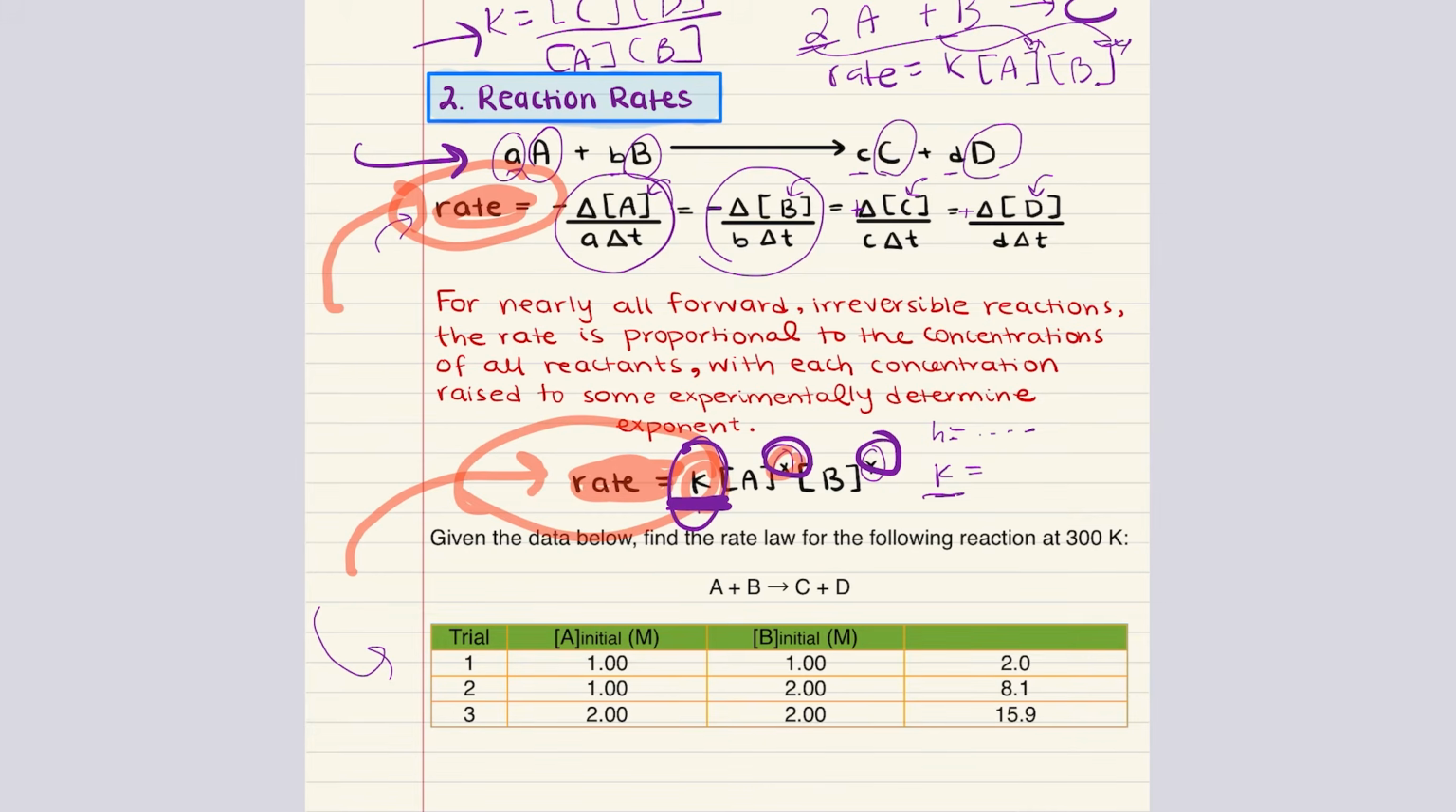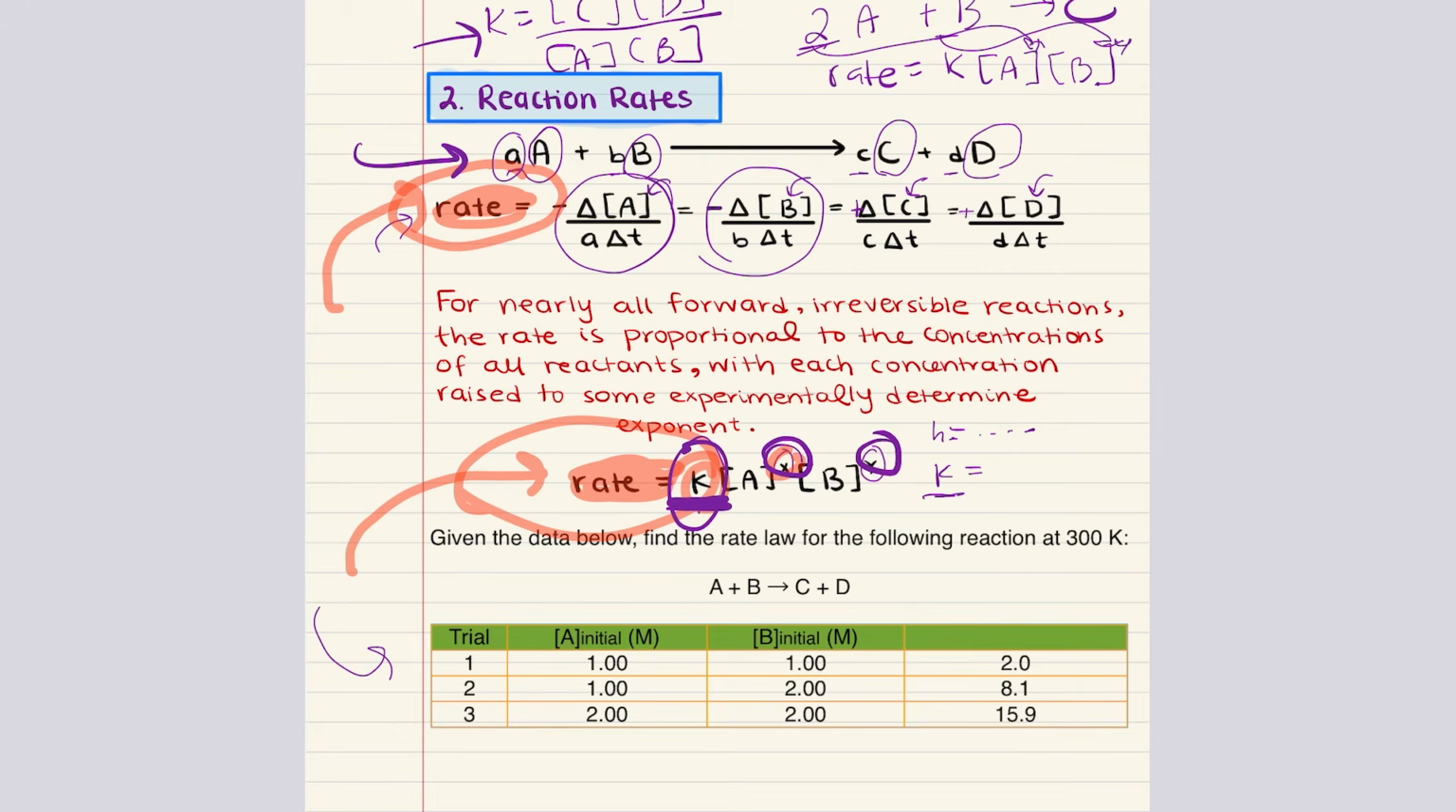Any change in the rate can be attributed to the change in concentration of the one reactant. Then you're going to determine the reaction order. Use the rate changes to determine the reaction order for each reactant, and this involves comparing the ratio of the rates and the ratio of the concentrations. And then finally, you can calculate the rate constant K. Once the reaction orders are known, you can use the rate law to solve for the rate constant K.